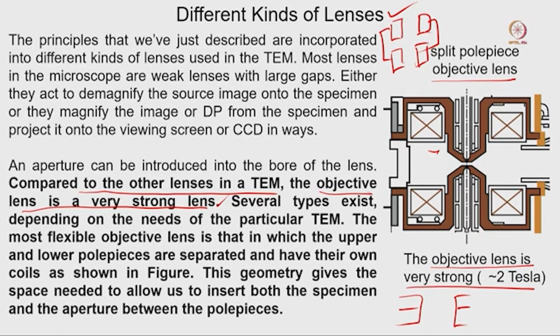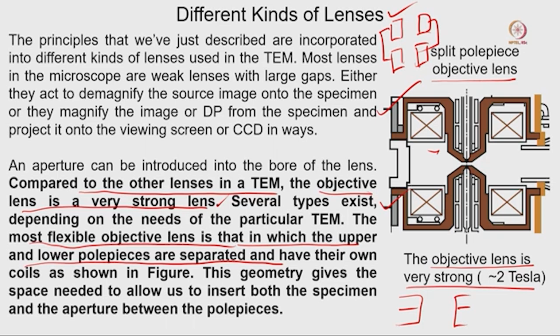The objective lens is split into two halves. The most flexible objective lens is one in which the upper and lower pole pieces are separated. Here you can see the upper and lower pole pieces are separated and there is a gap, because if you remember, when I drew that column diagram, I mentioned that your sample will stay inside that objective lens. So there will be an upper objective lens and a lower objective lens, and your sample will stay inside.